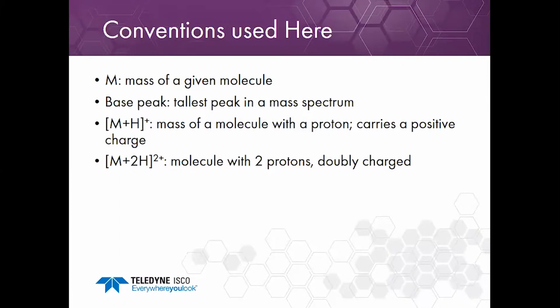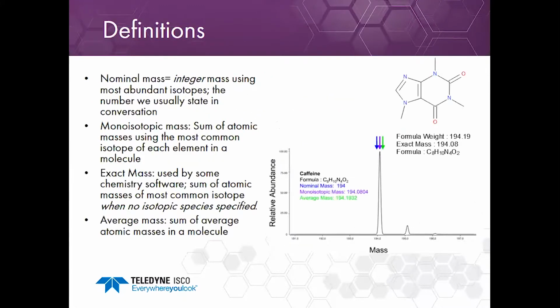M plus H is the mass of a molecule with a proton, and in this case, it would carry a positive charge. Likewise, M minus H is the mass of a molecule that lost a proton, such as an acid. It would carry a negative charge. It's possible to multiply charge a molecule. We'll discuss that a little bit further, but you can have M plus 2H, which would then be doubly charged.